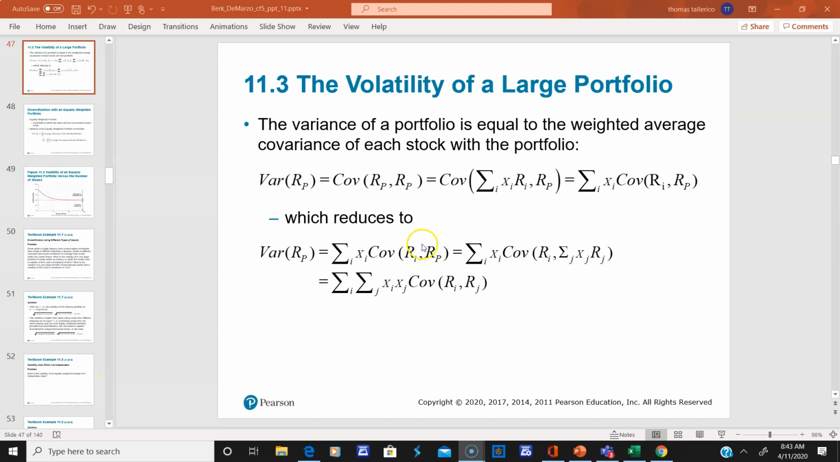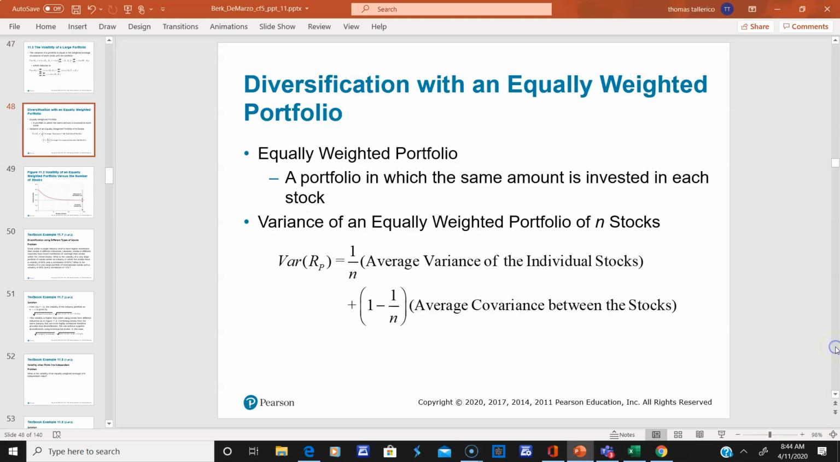So as I mentioned previously, this is the volatility of a large portfolio, and this is correct as shown. I didn't realize this was variance. So okay, it all comes down to this equation again, which is a mathematician's delight. So over here we have equally weighted portfolios, and this will give you the variance of an equally weighted portfolio. You have this component, and you add this component.